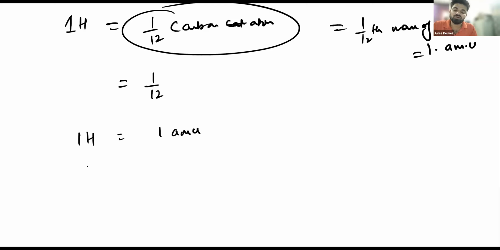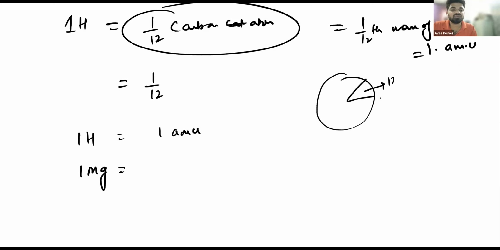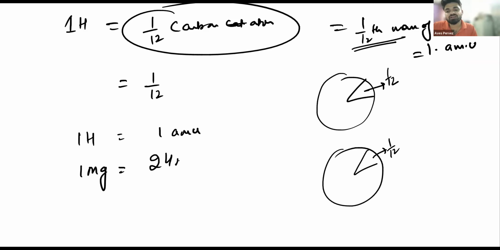Now, what is the mass of one magnesium atom? One magnesium atom has the mass of two carbon atoms. If one carbon atom has 12 such parts, then two carbon atoms will have 24 such parts, because we have taken only one twelfth part. So the mass of a magnesium atom is 24 amu. Similarly, the mass of one sodium atom is considered to be 23 amu.